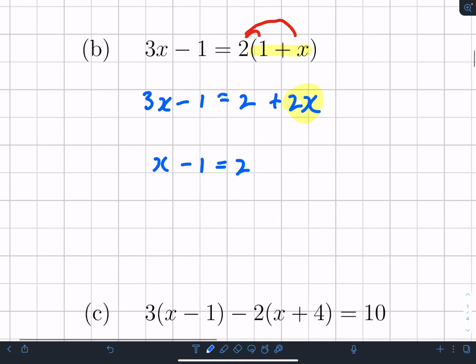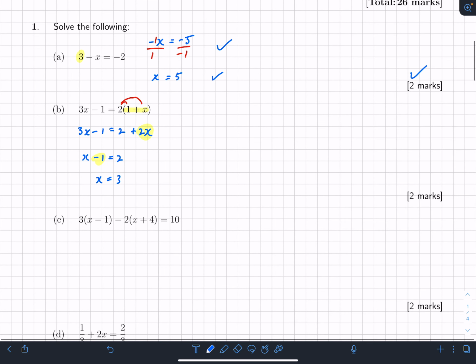And then next we want to deal with our minus 1. So we do the inverse operation of adding 1 to both sides of the equal sign. And so that will give us 2 plus 1, which is 3. And so now we have solved that. We've got 2 marks, 1 for the answer, 1 for the working out.